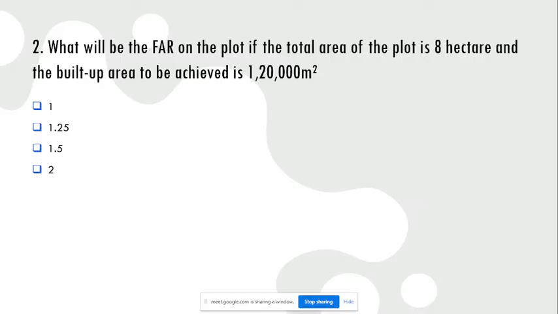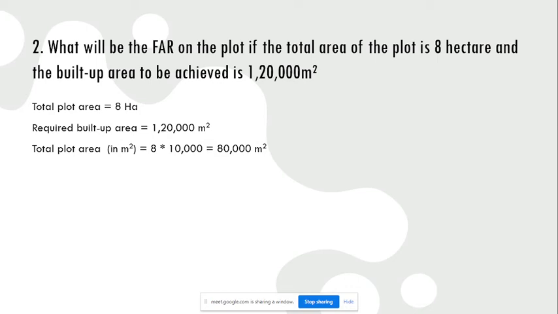Second question, we discussed the FAR on a plot where the total area of the plot is 8 hectares. Now we have to calculate the total FAR that needs to be provided in order to achieve a minimum of 1.2 lakh meter square of built-up area. There are four options again. To calculate this, we use what has been given in the question. The first is the total plot area of 8 hectares, and the required built-up area of 1.2 lakh meter square.